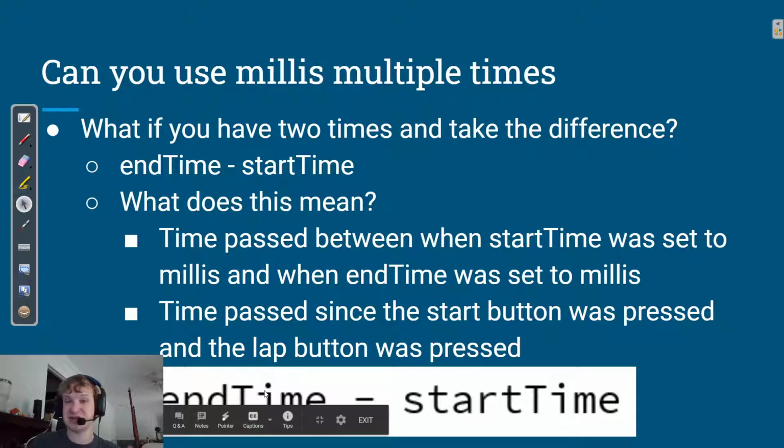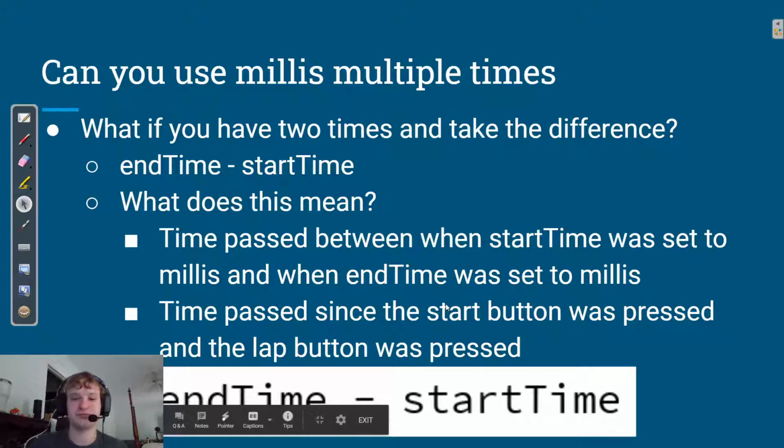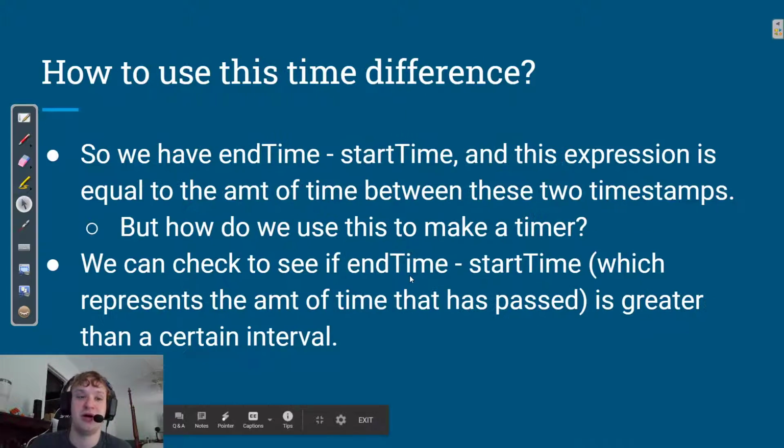Because end time, that's like us pressing the lap button. Start time's like us pressing the start button. So, what's the difference between those? Well, it tells us the amount of time that has passed between us pressing the lap button and pressing the start button. Or in other words, setting end time equal to millis and start time equal to millis. It's just like a stopwatch. So hopefully that makes sense.